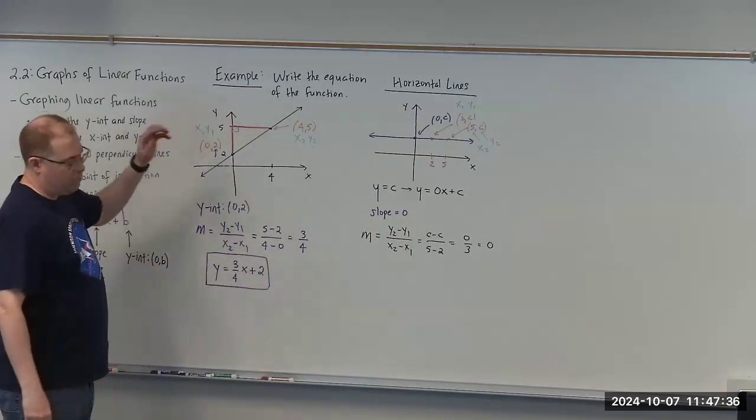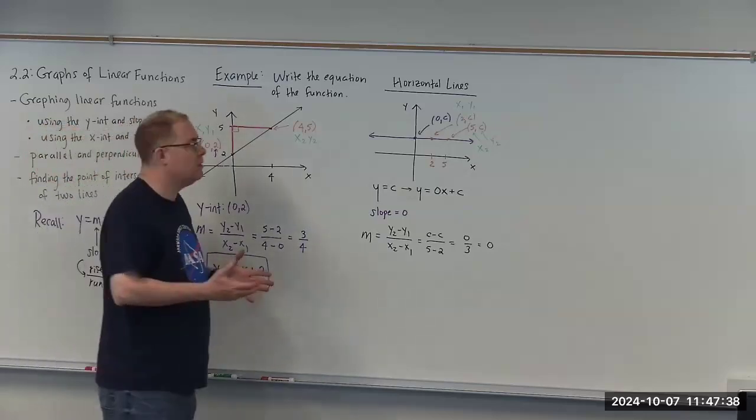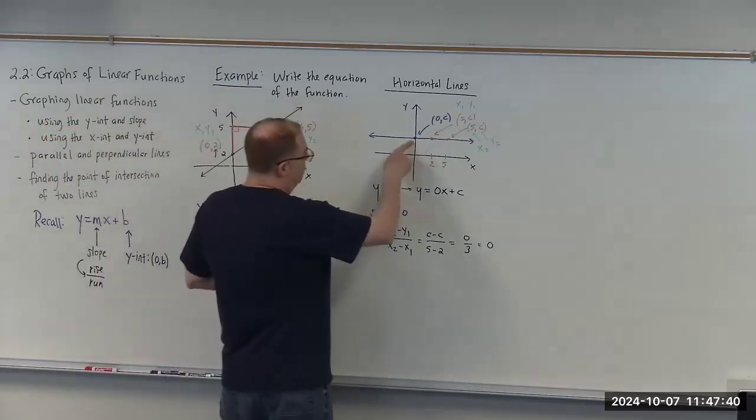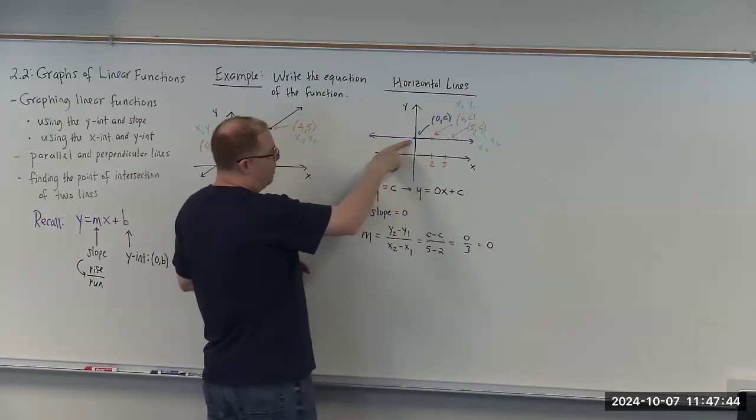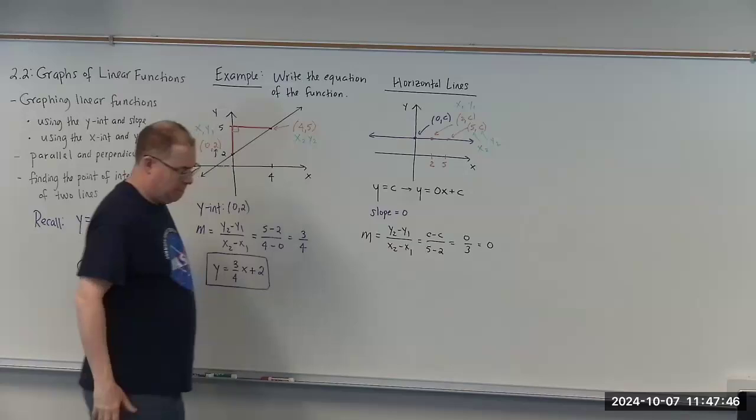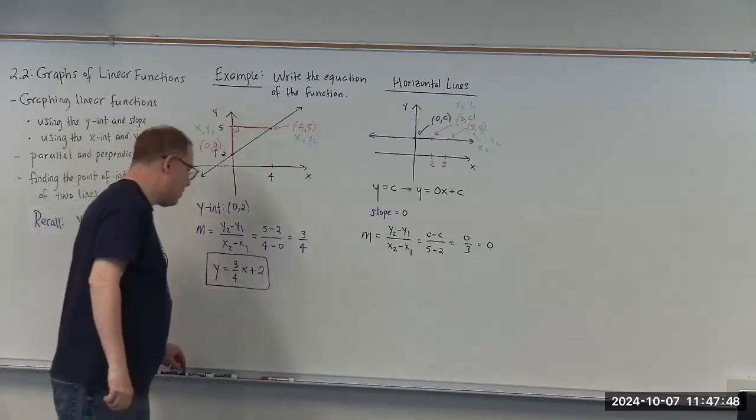So for horizontal lines, it's always y equals some constant, whatever the intersection is, whatever it's intersecting on the y-axis. All right, so let's look at vertical lines.